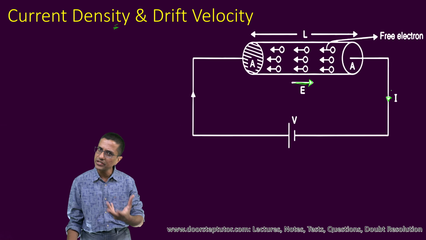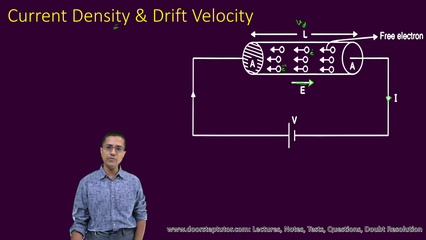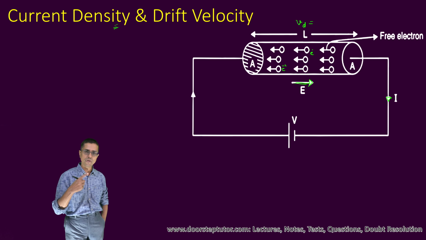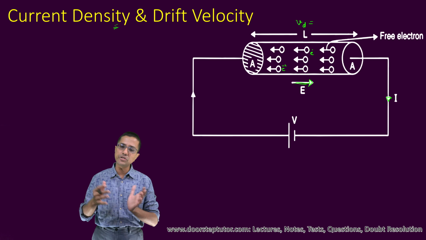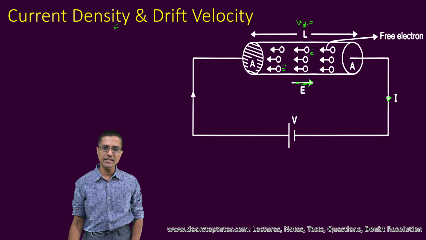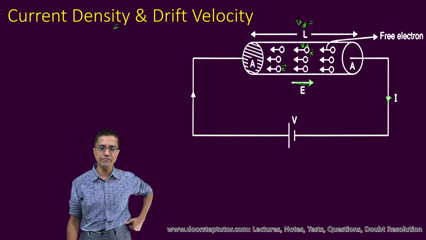They are in the same direction, of course, and the length of this conductor is L, its cross section area is A, and there are electrons in this conductor which are moving in the direction opposite to the electric field. Why is Vd opposite to the electric field? Because these are negative charges, therefore Vd is opposite to the electric field, which we would have expected. So these charge carriers have a drift velocity Vd.